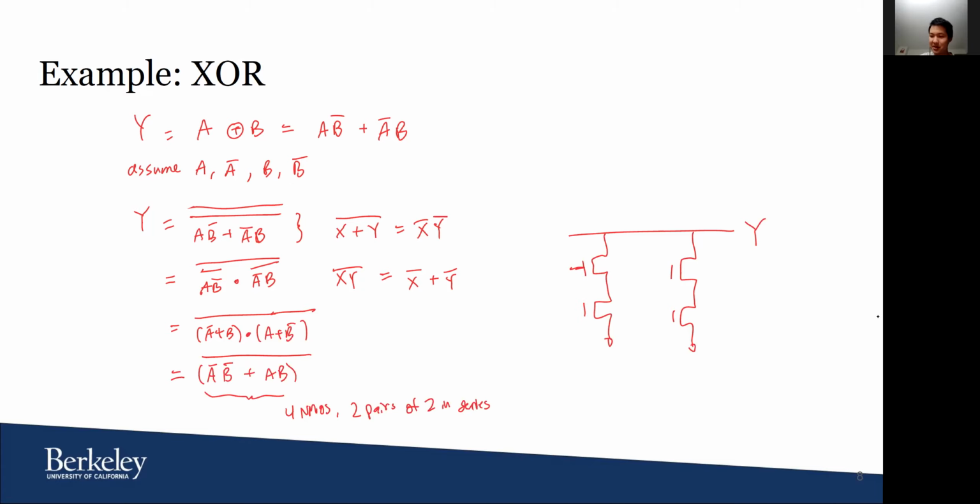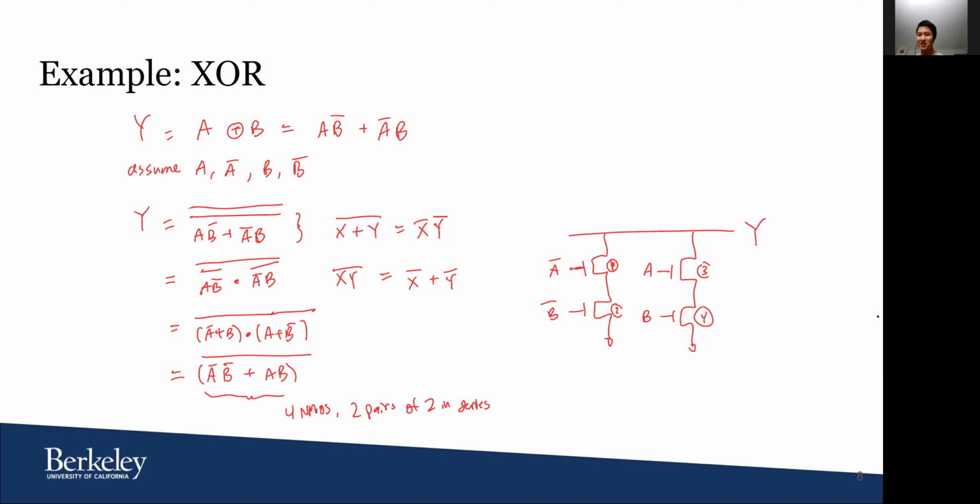So what goes here? What goes on the gates? What about the first one? AB, so let's look at this product term one, the series, 3, 4. Okay, so what goes in NMOS 1? Not A. How about number 2? Not B. And AB, 3, yes. Perfect.